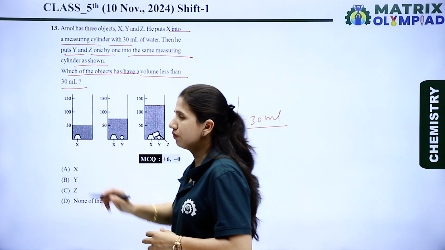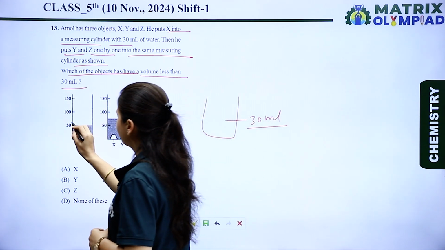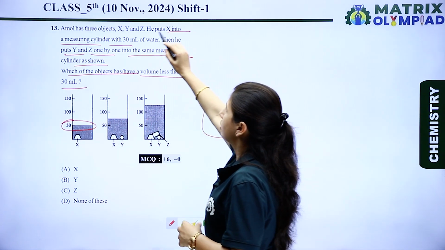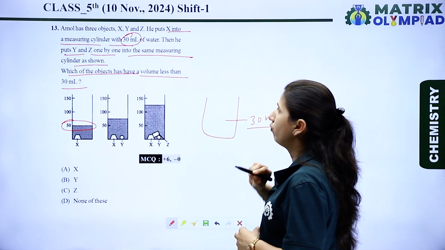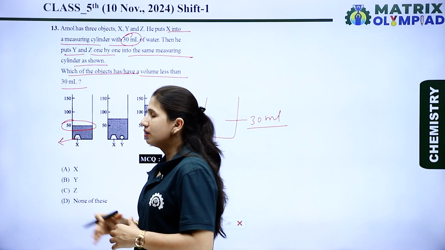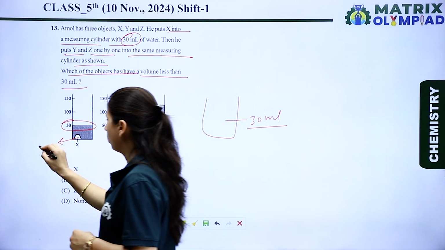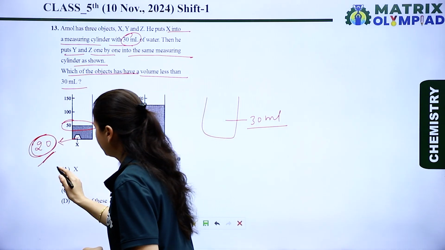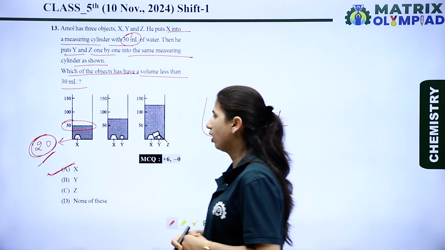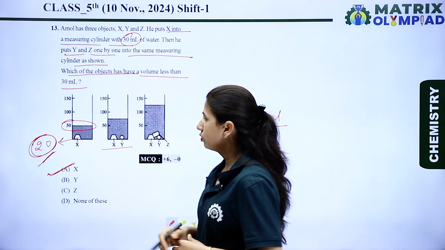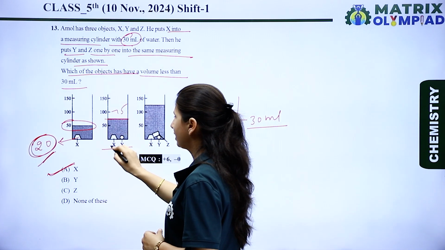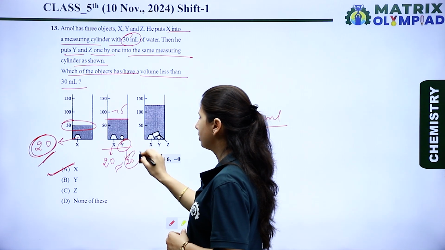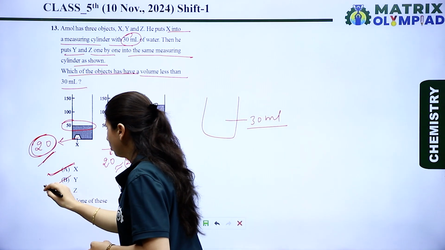If we're talking about the first figure, we can easily see that the volume of the solution is 50. Earlier the solution had 30 ml of water, and when we add X, it means the volume of X is around 20. So it is less than 30, so A is the right option. Now let's see the next one, X and Y. It becomes around 75. X has the value 20 and Y has the value around 25, and it is also less than 30, so B is also the right option.